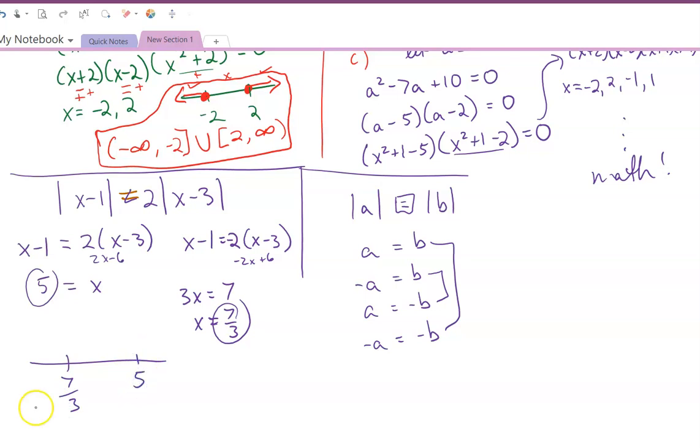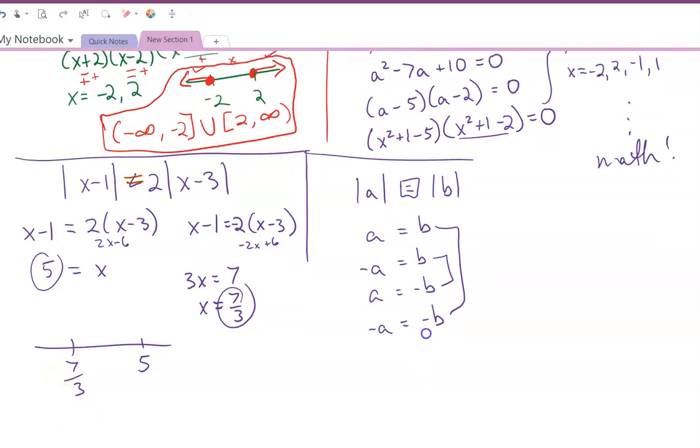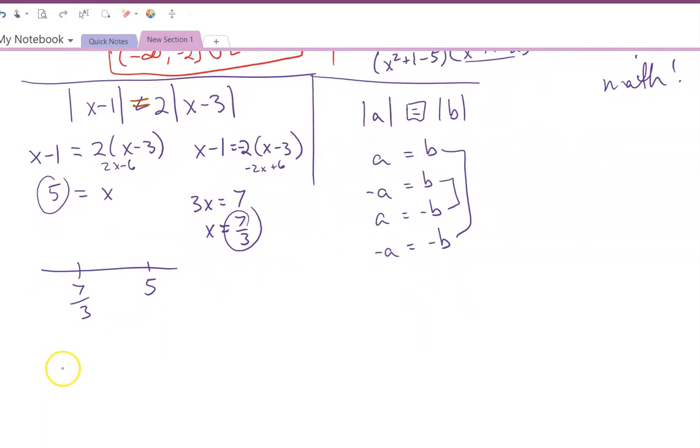Okay, and so we're going to do test points around these with the original inequality. If x is to the left of 7/3, now here we might need to actually plug in numbers, so let's try 0. If x is to the left of 7/3, like 0, we would have absolute value of 0 minus 1 is positive 1, less than 2 times absolute value of 0 minus 3 is positive 3. Is 1 less than 6? Yes, it is.